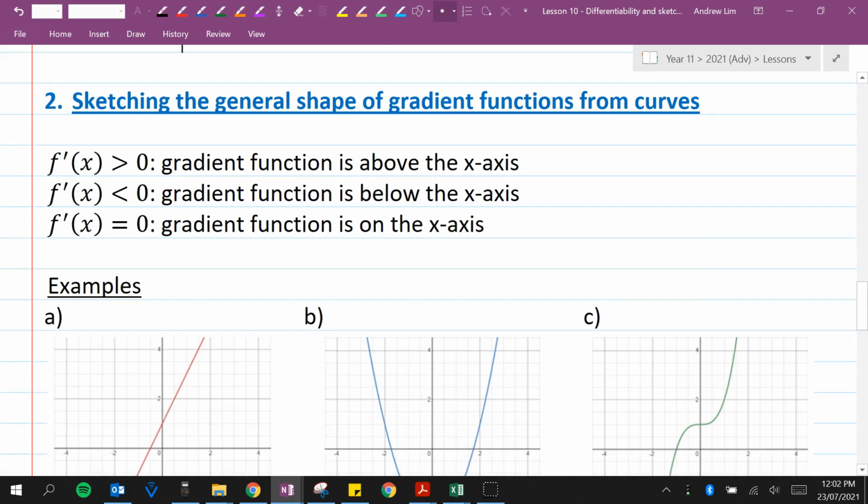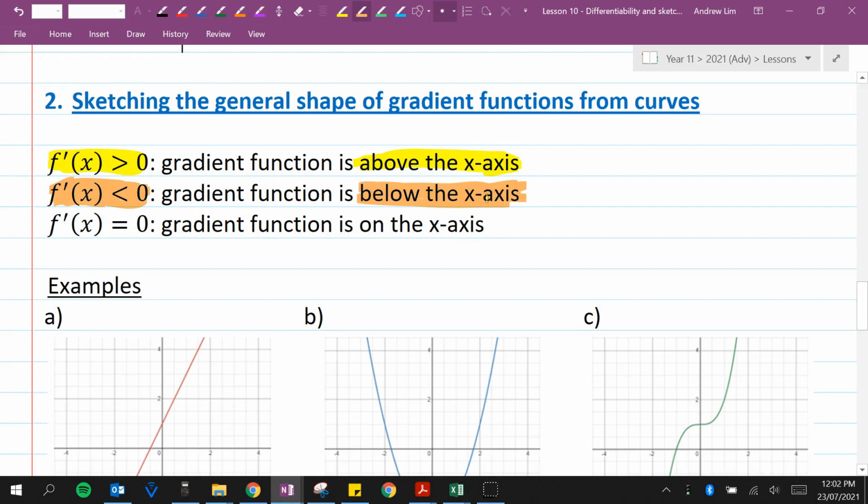Sketching the general shape of gradient functions from curves. Here are some helpful tips. When sketching the general shape of the gradient function, if the gradient is positive, if the gradient is greater than 0, so it's sloping up, then that part of the gradient function is above the x-axis. If the gradient is negative, which means it's sloping down for that part of the function, then that part of the gradient function is going to be below the x-axis.